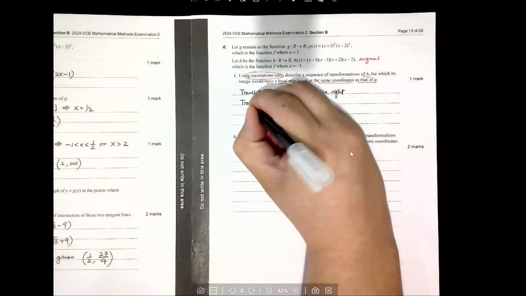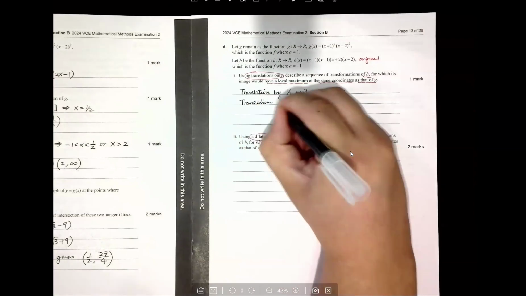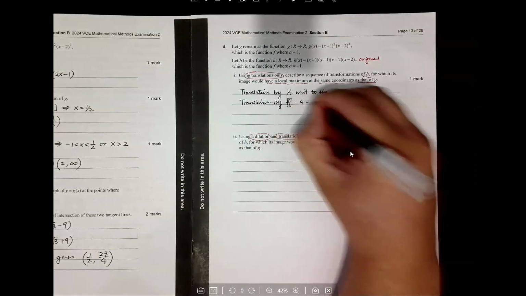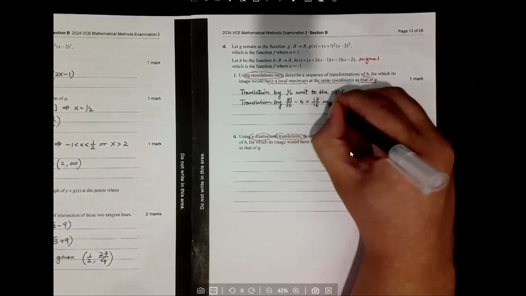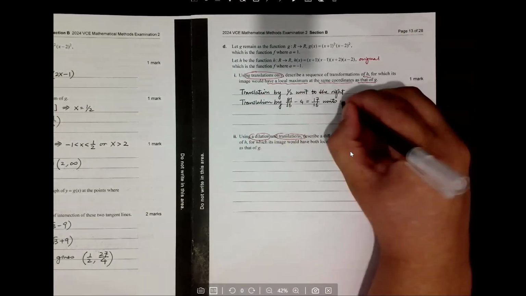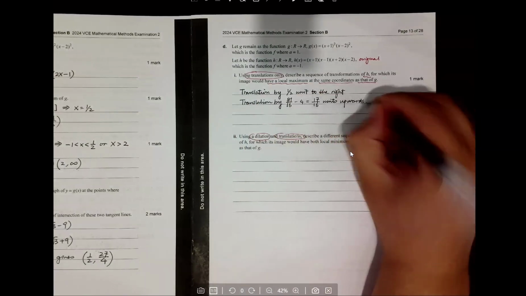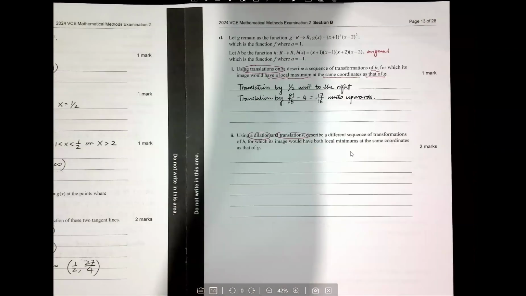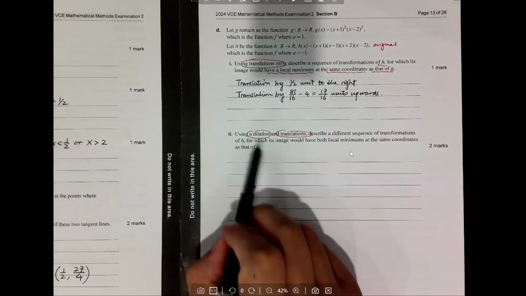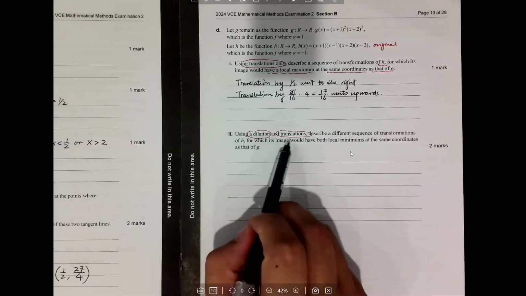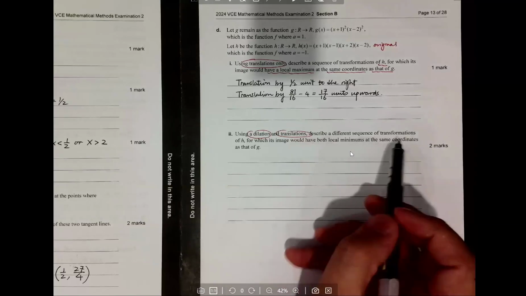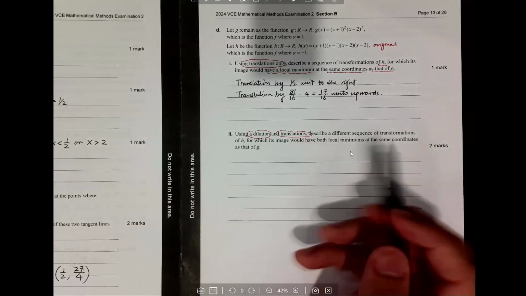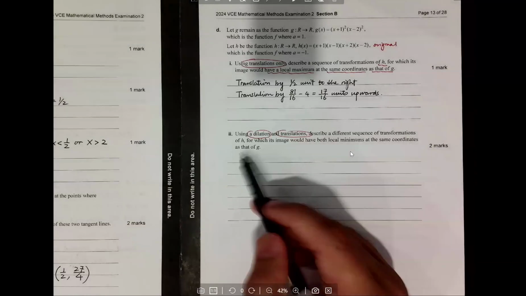And then a translation by 81 over 16 minus 4 equals 17 over 16 units upwards. Okay? So the problem is solved. And then the second part says, using a dilation and a translation, describe a different sequence of transformations for H, for which the image would have both local minimums at the same coordinates as that of G.